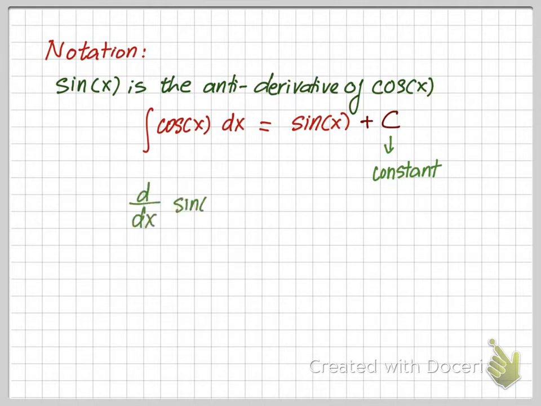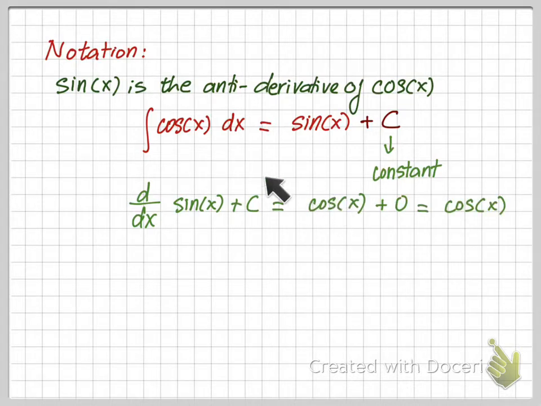The reason is, if you take the derivative of sine of x plus a constant, it will give you the function cosine of x. Because the derivative of the constant is 0, the derivative of sine of x plus c, when c is a constant, equals cosine of x. That means the integral of cosine of x dx equals sine of x plus c.